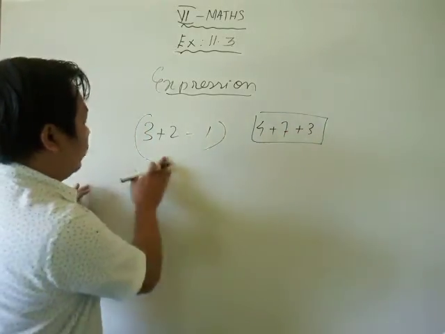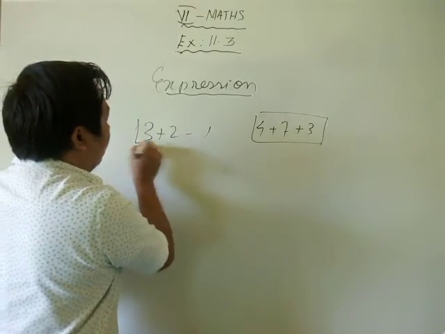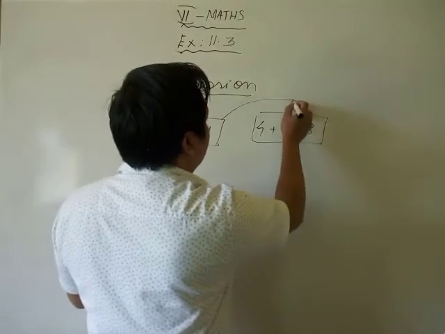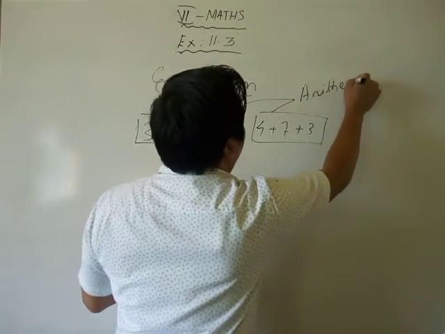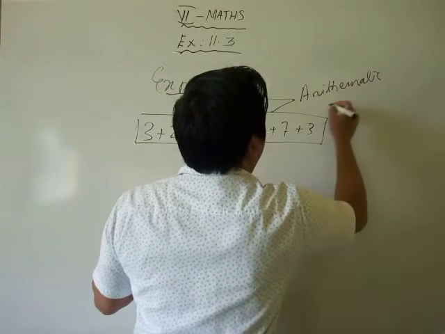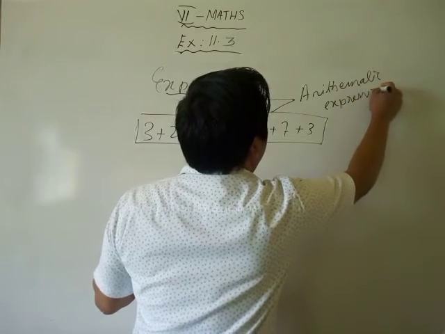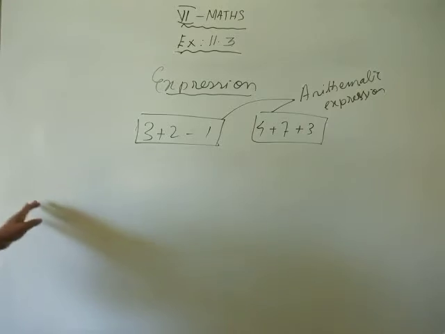This expression you can find here and there. In these expressions, there are only numbers, so they are called arithmetic expressions, meaning with numbers only. Arithmetic expression, plus, minus. Yes, this is called an arithmetic expression.